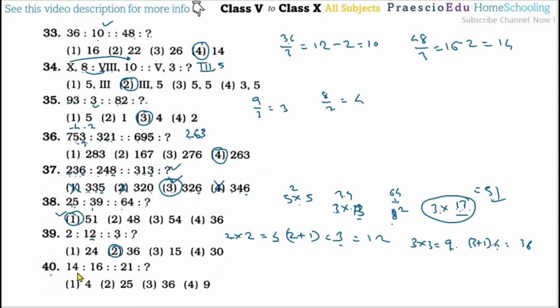Question number 40. 14, 60, 16, then 21, and then question mark. 14 means 1 and 4. These are the two digits. So 1 multiplied by 4 is a 4. Then 4 square is a 16. So this number comes. Then 2 multiplied by 1 is a 2. And 2 square is a 4. And 4 is given in option number 1.